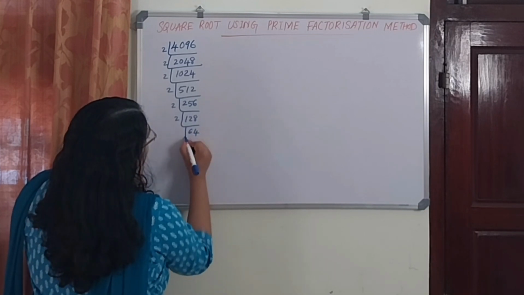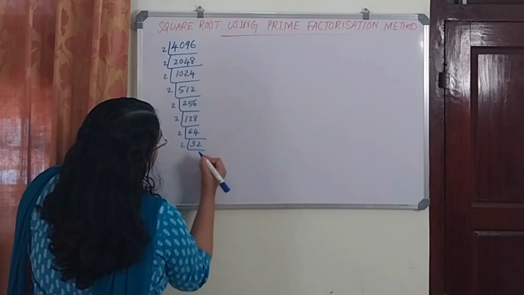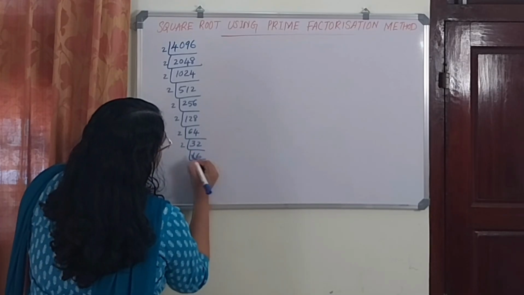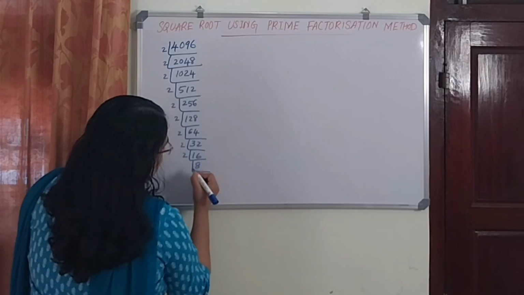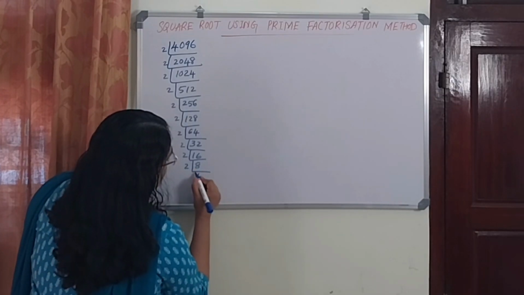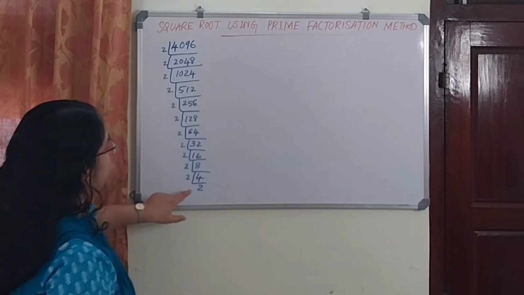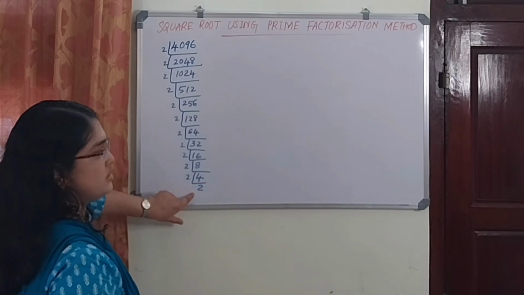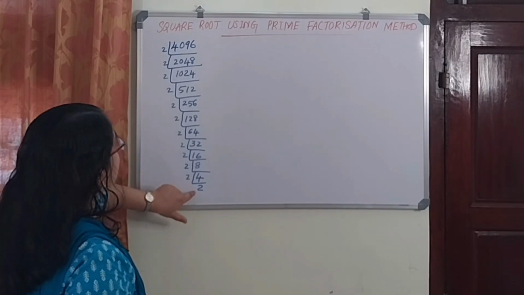Even number, divide by 2, 32. Even number, divide by 2, 16. Even number, we can divide by 2, we get 8. Even number, we can divide by 2, we get 4. Even number, divide by 2, we get 2. Yes, we got a prime number at the end of the factorization process. We stop the division process at this point.